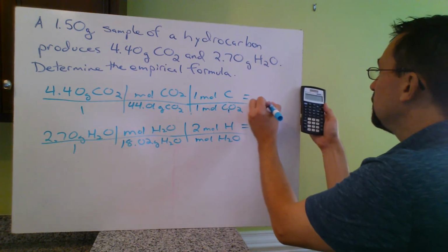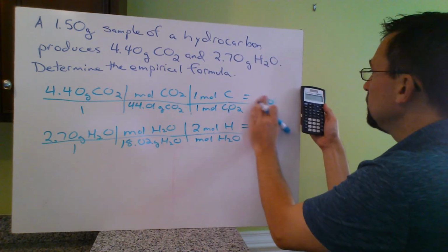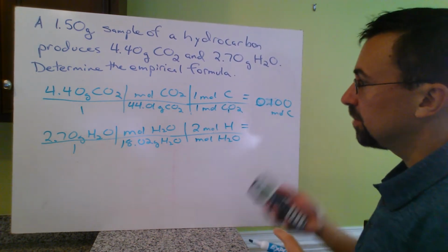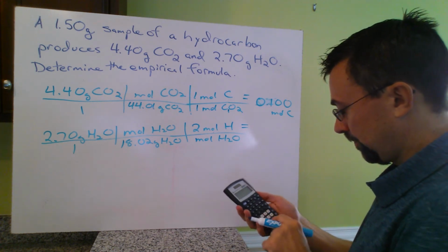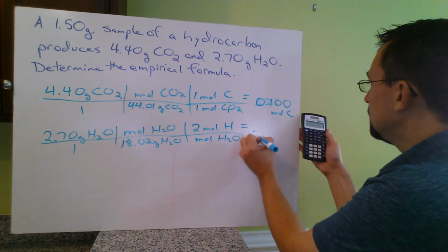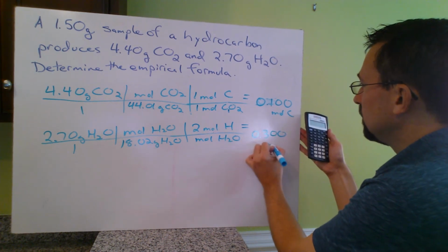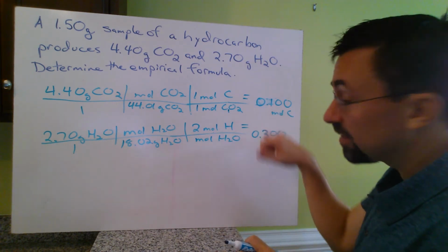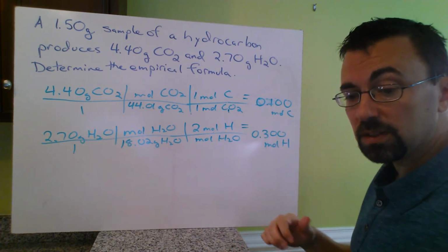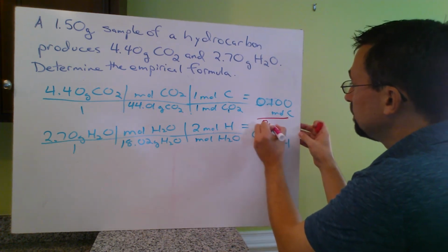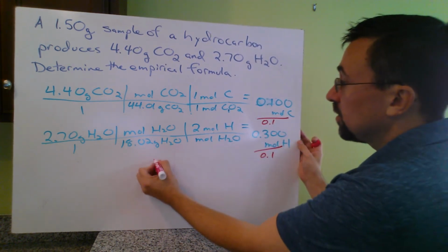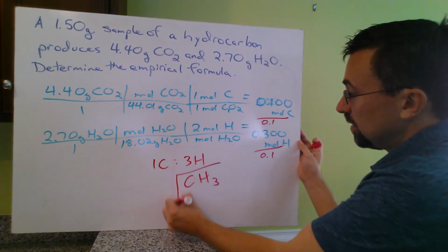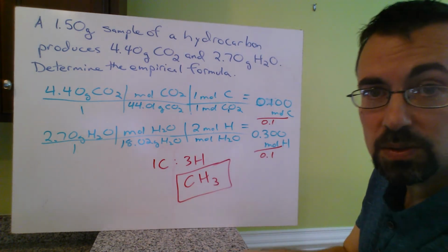And I get 0.0, well, no, my sig figs, 0.100 moles of carbon. And down below, I get 0.300 moles of hydrogen. And if we want the lowest ratio, we probably don't even need to do math. You can tell it's 3-to-1. But we should divide everything by the lowest number. So I'm going to divide everything, remember, by that smallest number. And I get left with 1 carbon to every 3 hydrogens, or my empirical formula would be CH3.